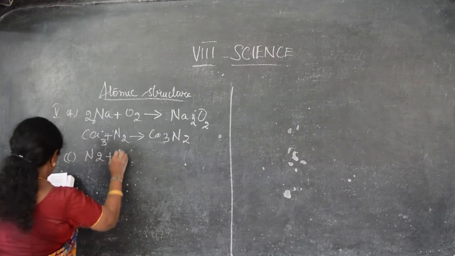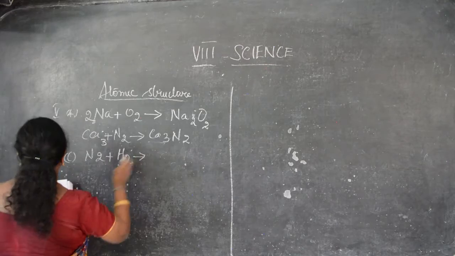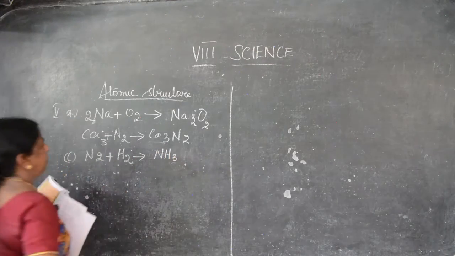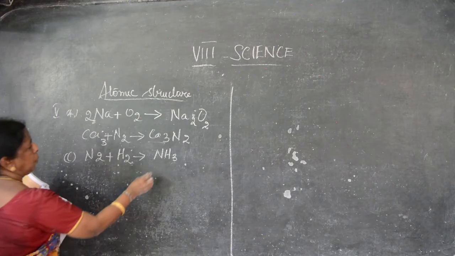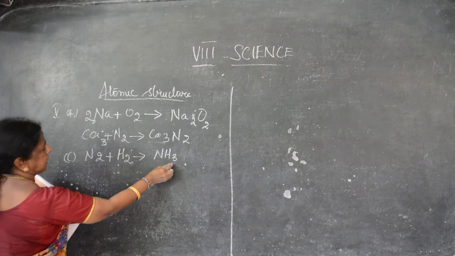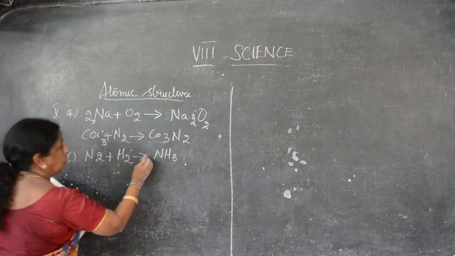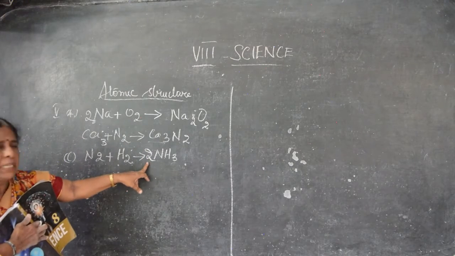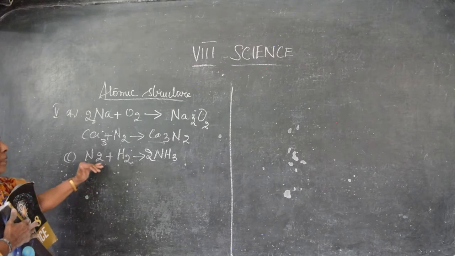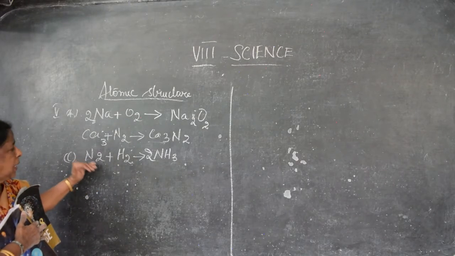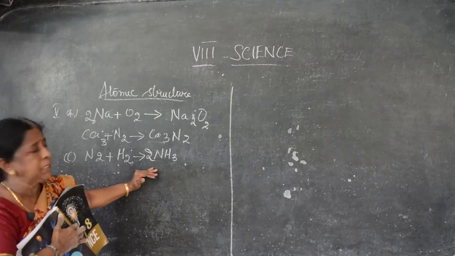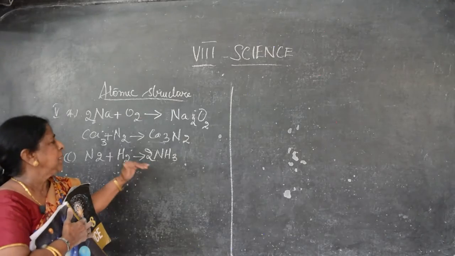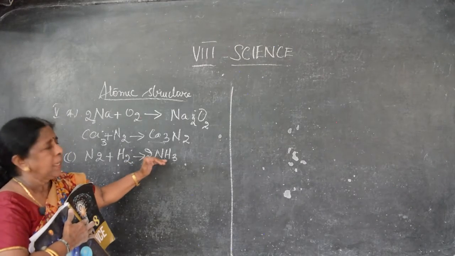N2, that is nitrogen plus hydrogen gives ammonia, NH3. So here nitrogen 1, hydrogen 3. So, to balance that, we are writing 2 NH3. Nitrogen 2, no? So, we have to balance the 2. Here, nitrogen, the 2 is next to the element. Here, we are writing the number in the beginning. In the beginning, if you write a number, it's applicable for all the elements. That means the 2 is applicable for nitrogen and hydrogen also.